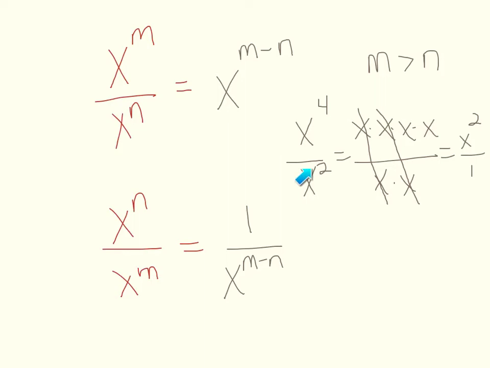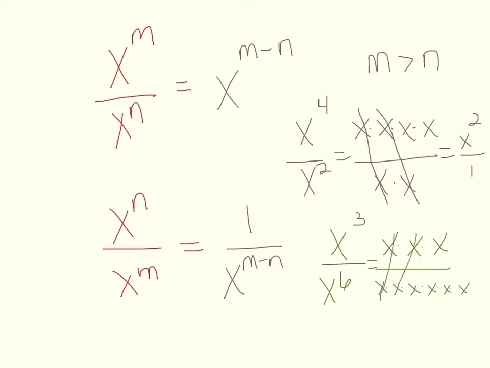And if you flip them around, let's say we have x to the third over x to the sixth. This is 3 x's, and this is 6. Those cancel, and those cancel. Now remember they're canceling to 1s, so what's left is a 1 in the numerator, and we have 3 x's in the denominator, which is again 6 minus 3.